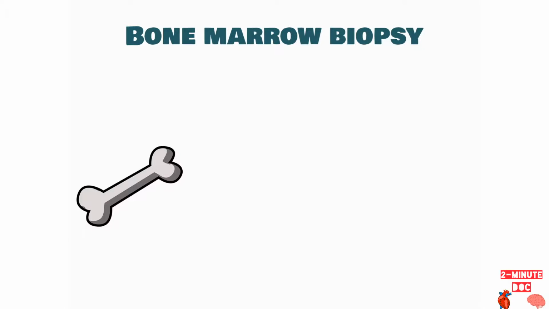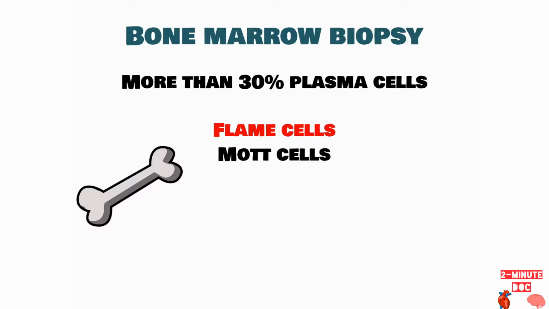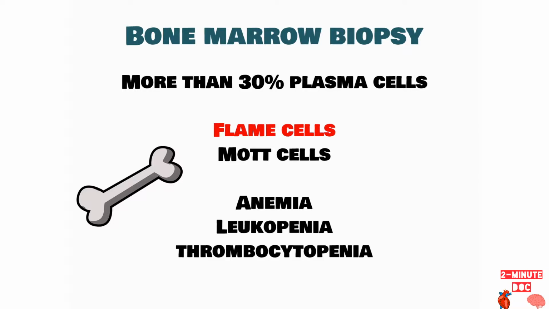Bone marrow biopsy helps in diagnosis of multiple myeloma. In bone marrow biopsy, we can see that more than 30% of the cells are plasma cells. And apart from the plasma cells, we can see certain plasma cell variants like flame cells and Mott cells. Flame cells are plasma cell variants with fiery red cytoplasm, and Mott cells are plasma cell variants which have grape-like clusters in the cytoplasm. Apart from this, you can see anemia, leukopenia, and thrombocytopenia. So all the cell lines are decreased in patients with multiple myeloma.